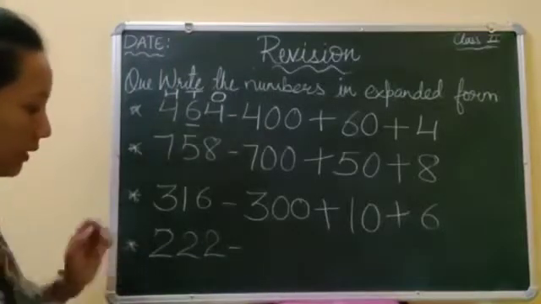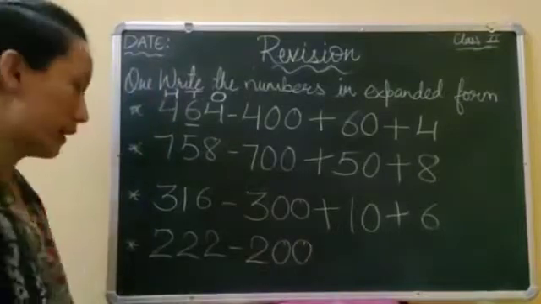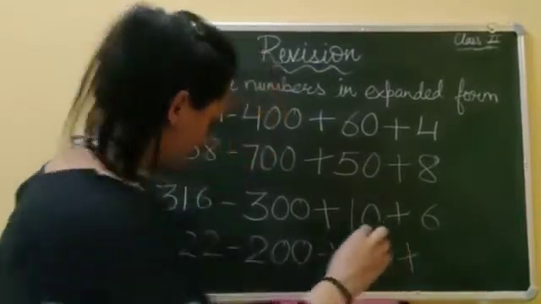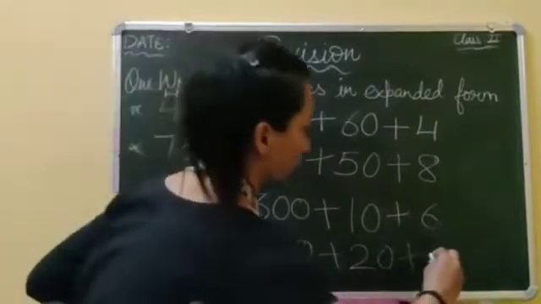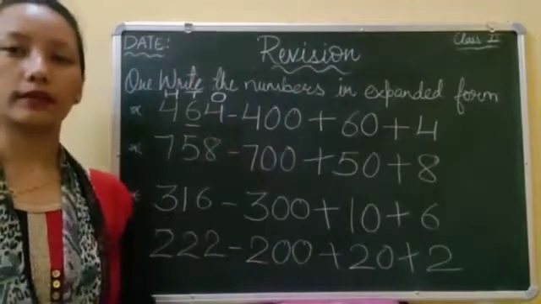Next, 222. That means 200, right? Plus 2 tens, 20, plus 2 ones, 2. This is your expanded form.